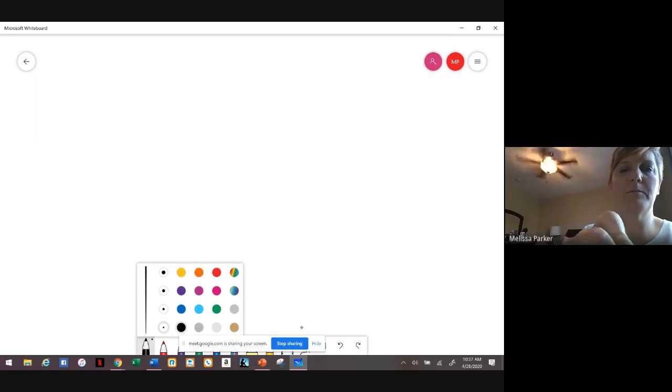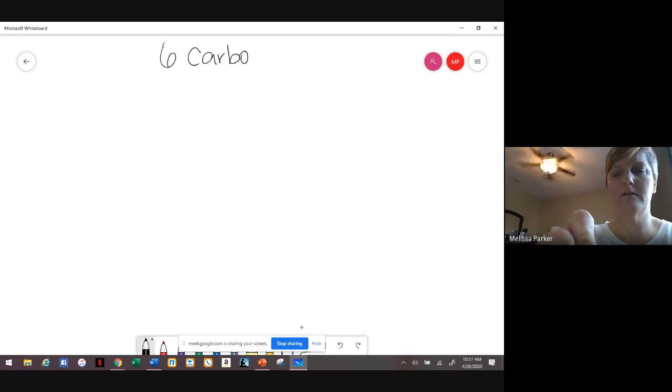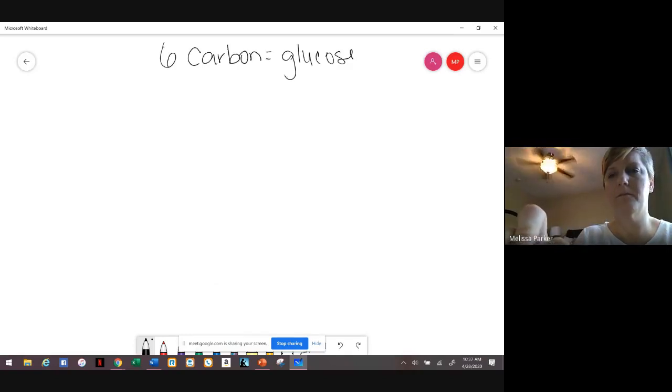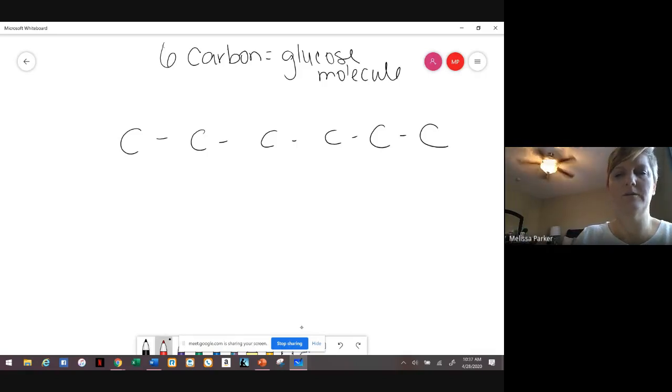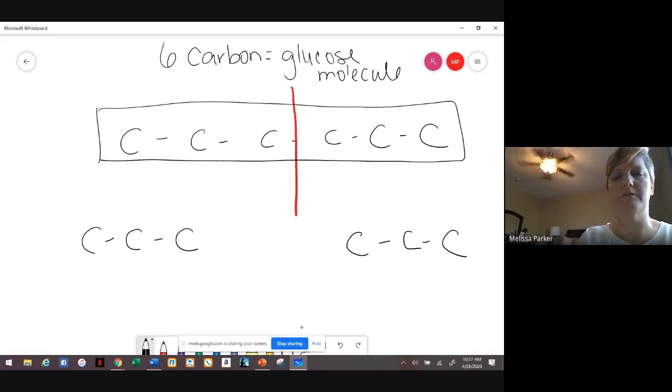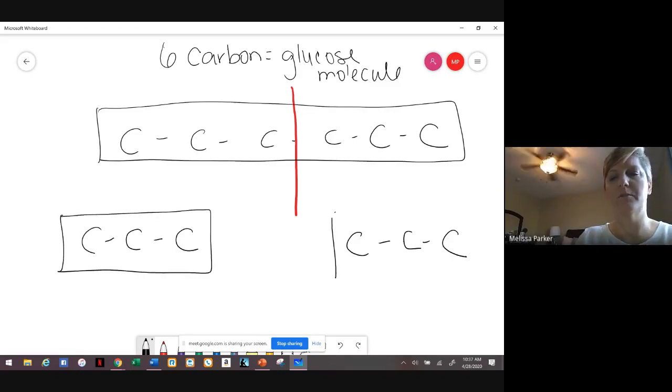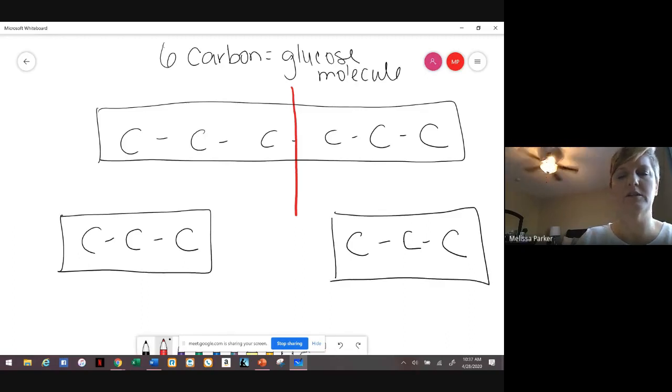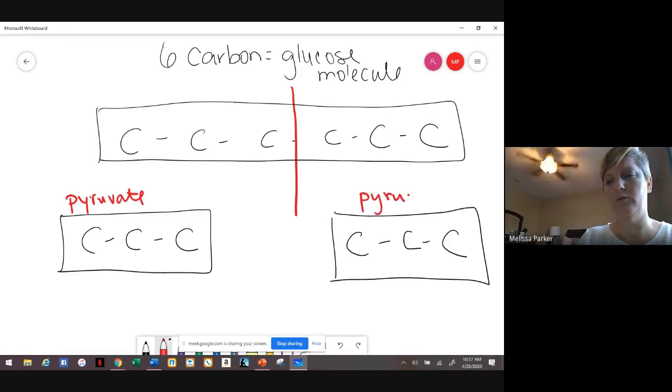Yes. Okay. So remember, it talked about a 6-carbon. That is a glucose molecule. So you have 1, 2, 3, 4, 5, 6. When we do glycolysis, glycolysis is taking and splitting the 6-carbon chain into 2 3-carbon chains. By doing that, we change this glucose molecule now into 2 pyruvates. So pyruvates are a 3-carbon chain. So now we have a pyruvate here. We have a pyruvate here, okay?